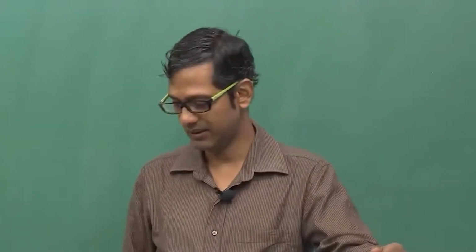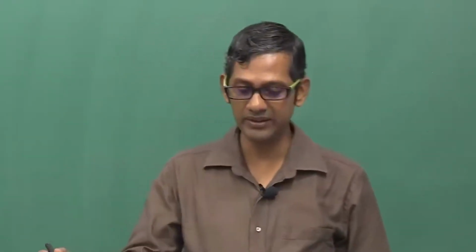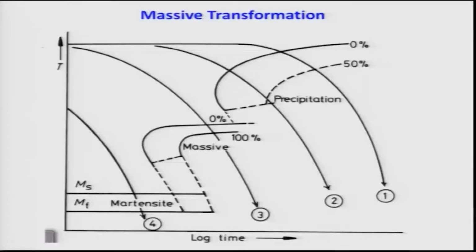Therefore, we can generate what is known as a TTT diagram for the massive and the other transformation, and this requires a little bit of discussion. As you clearly see here, this is temperature, this is time, the TTT curve which I have introduced for the steels already. These are the different cooling rates 1, 2, 3, 4. 1 is slowest and 4 is the fastest, and these are the C curves.